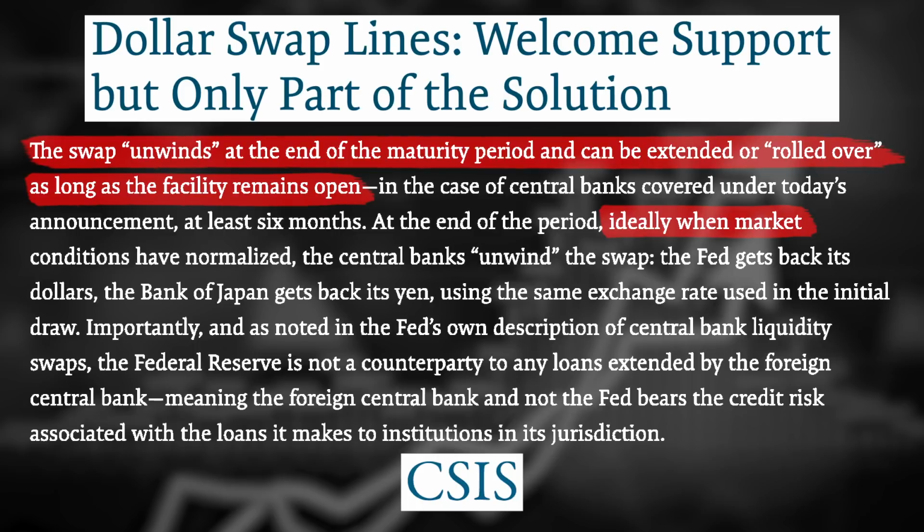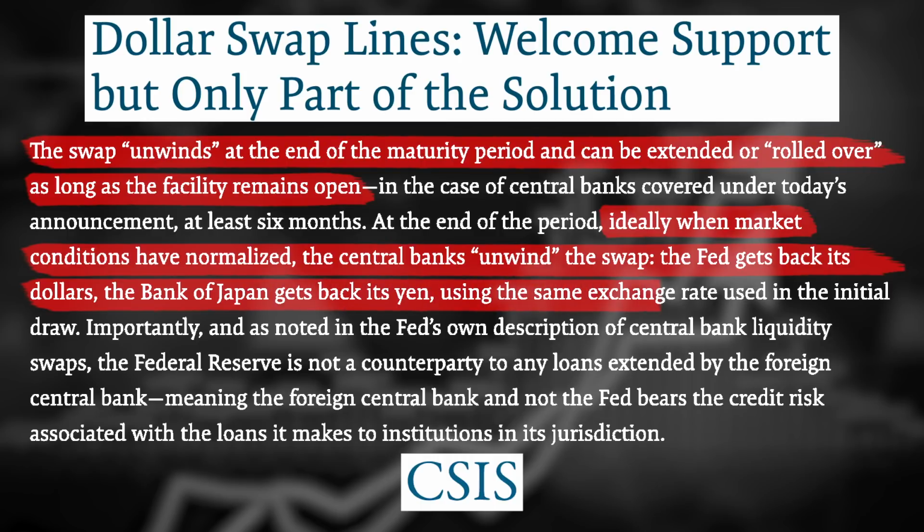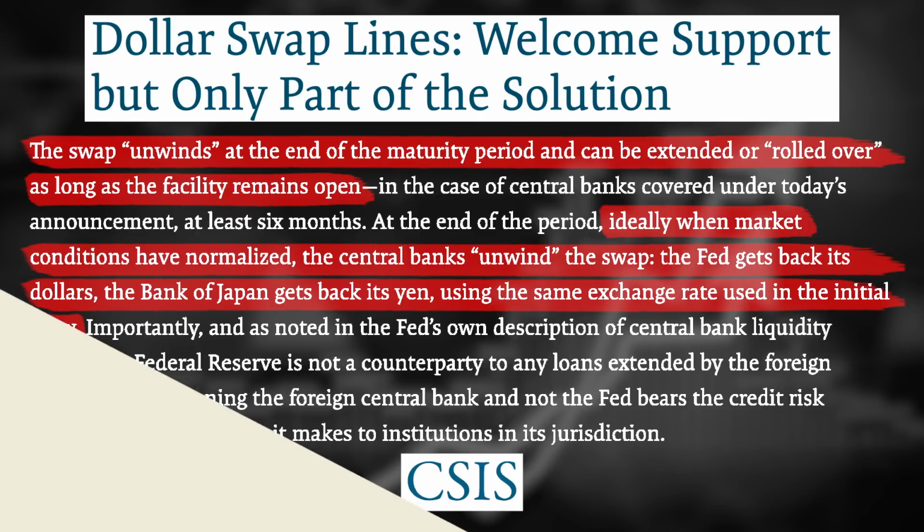Ideally, when market conditions have normalized, which again, I doubt they will, the central banks unwind the swap. The Fed gets back its dollars. The Bank of Japan gets back its yen using the same exchange rate used in the initial transaction.